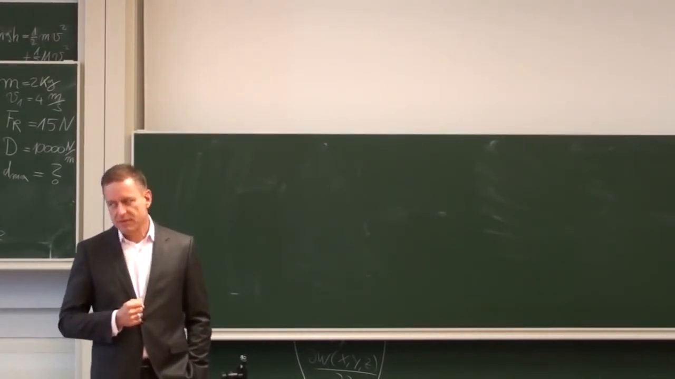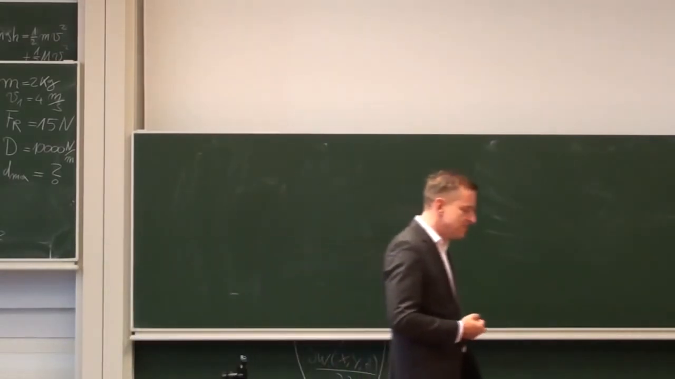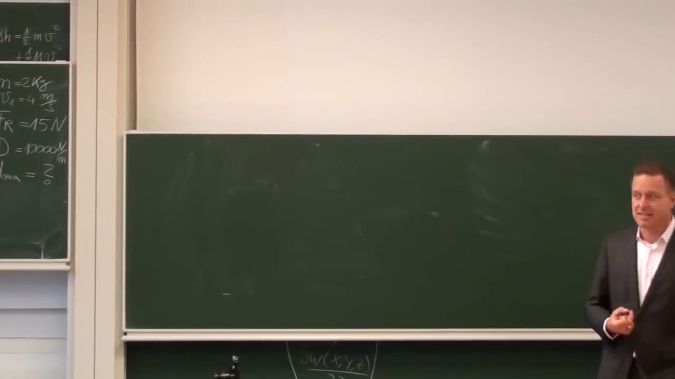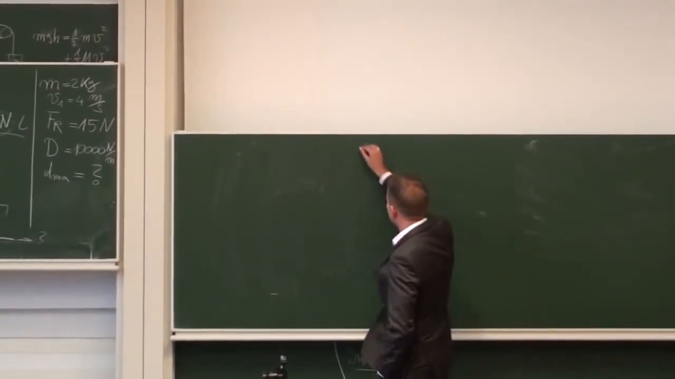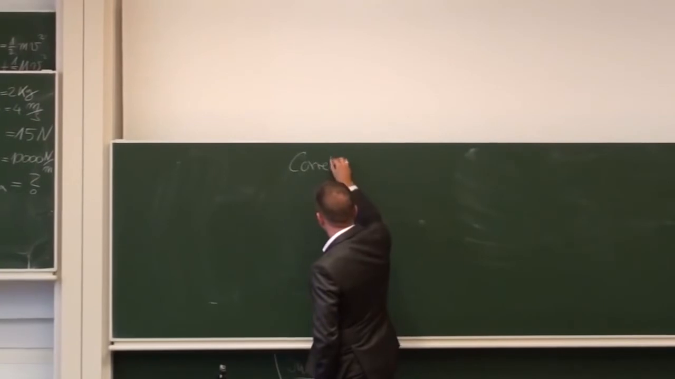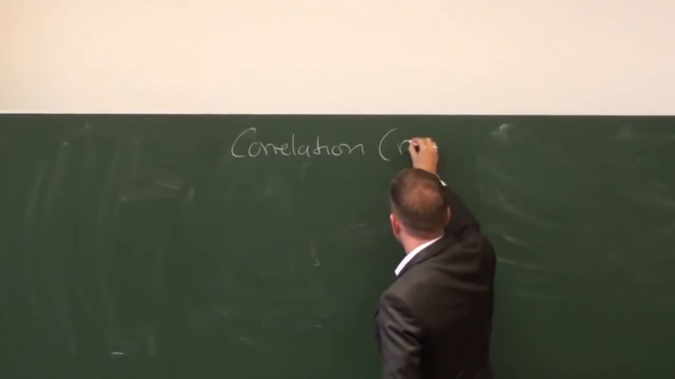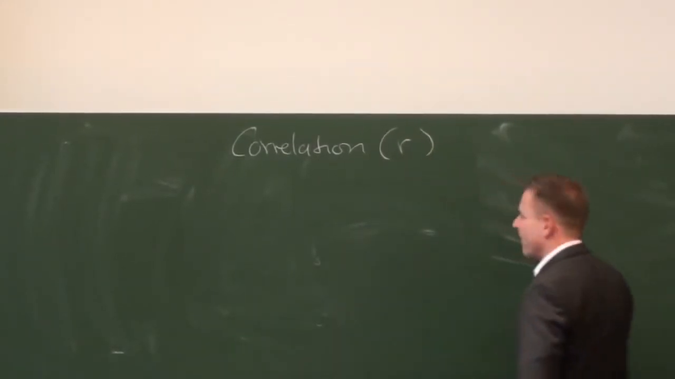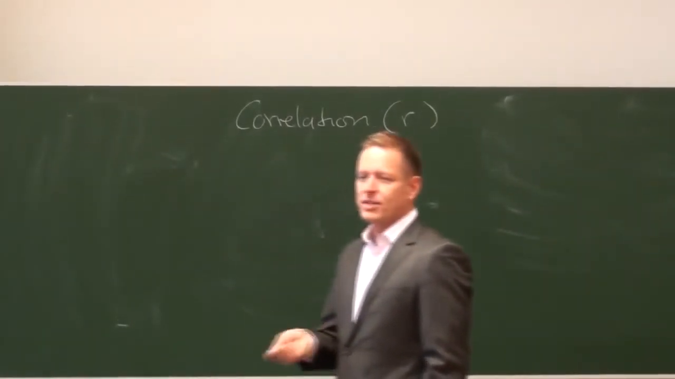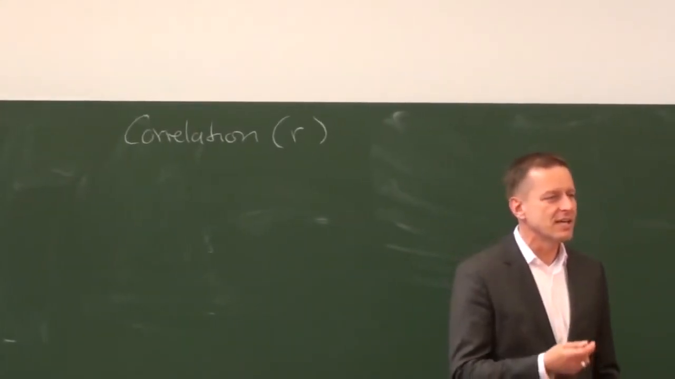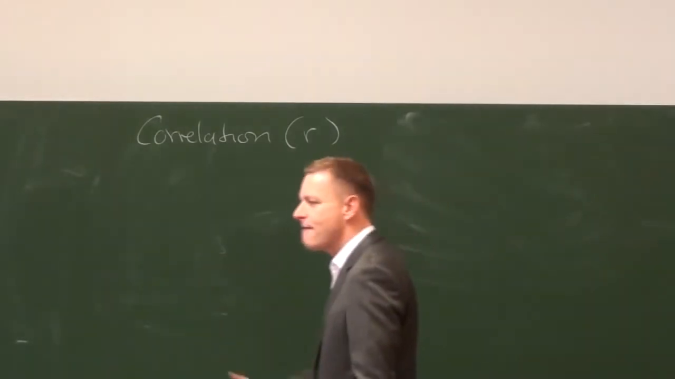I would like to explain the different criteria and how we can use these. Before I do so, I must explain some statistics. There's one statistic which we name correlation, R. So, what is a correlation? You all know this? Correlation is the linear relationship between two different variables.